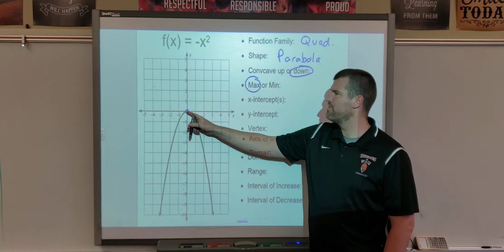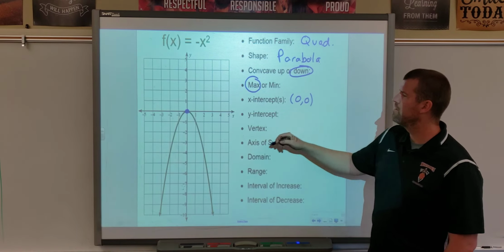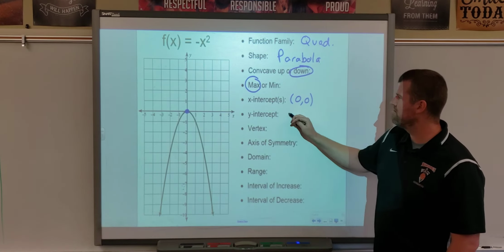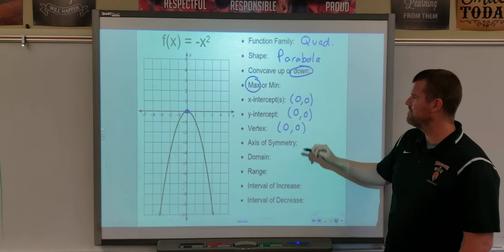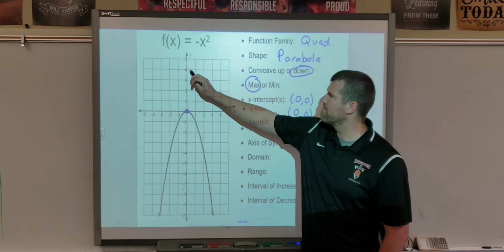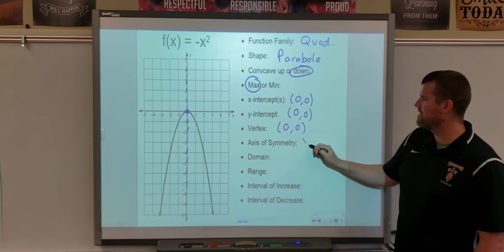The x-intercept, once again, we only have one x-intercept, and it's at 0, 0. The y-intercept is also at 0, 0. And the vertex is also at 0, 0. The axis of symmetry, if we go straight through the middle, that's an x value of 0 as well.